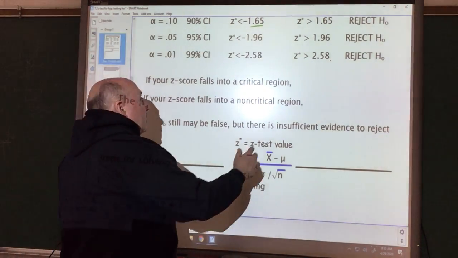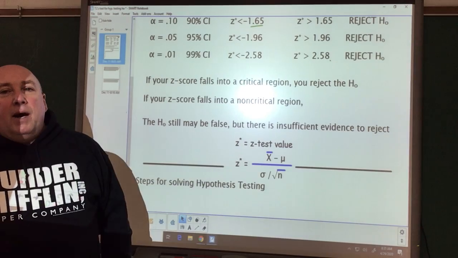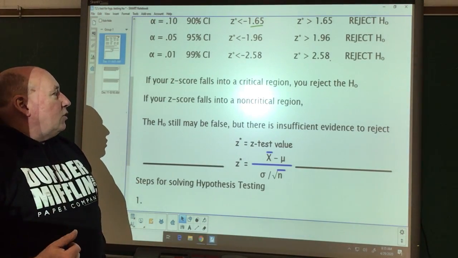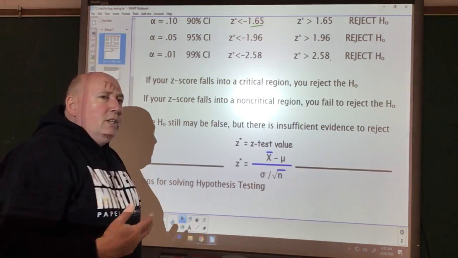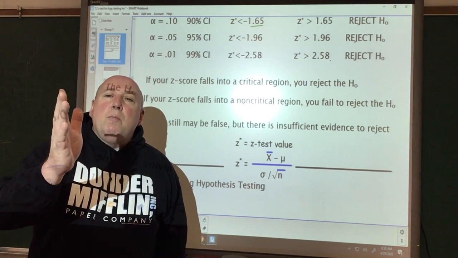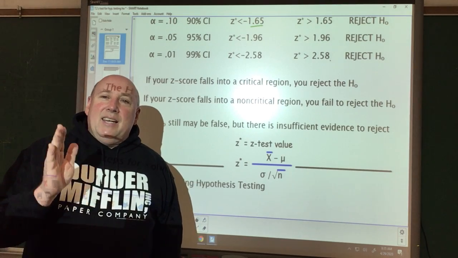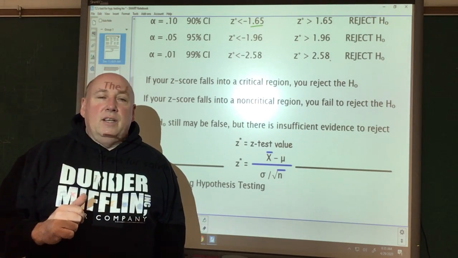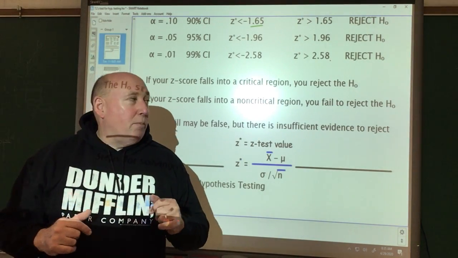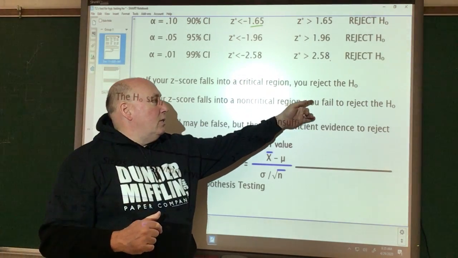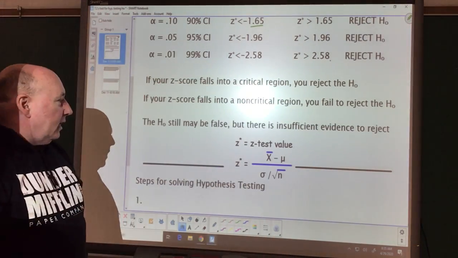If your z-score falls into a critical region, you will reject a null hypothesis. If your z-score falls into a non-critical region, you're going to fail to reject the null hypothesis. Once again, you may not quite agree with it still, but you don't have enough information to reject it, so you just fail to reject. You don't accept, you fail to reject at that point. So two situations will occur: you reject or you fail to reject. So what this looks like, if we look at a two-tailed test.